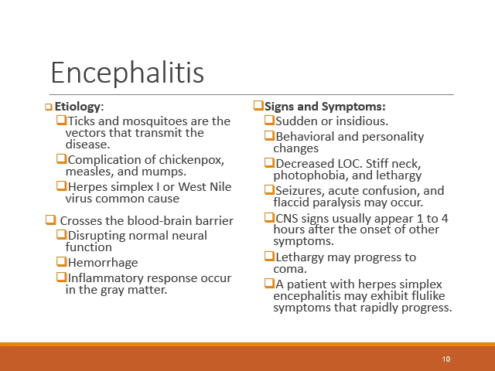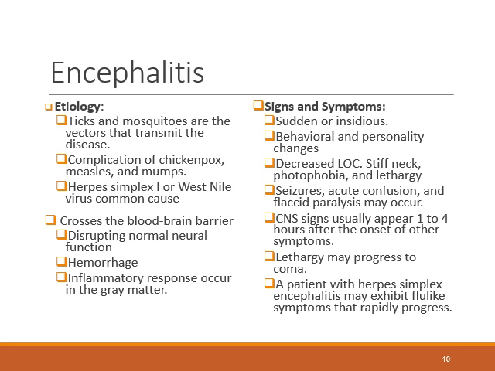Encephalitis is the other one. Typically, this is coming from ticks and mosquitoes, especially the West Nile virus, or herpes simplex 1 is a common cause. Other things could cause it, like chickenpox, measles, and mumps, especially if they did not get vaccinated as a child. This one crosses the blood-brain barrier, which disrupts normal neuron function.